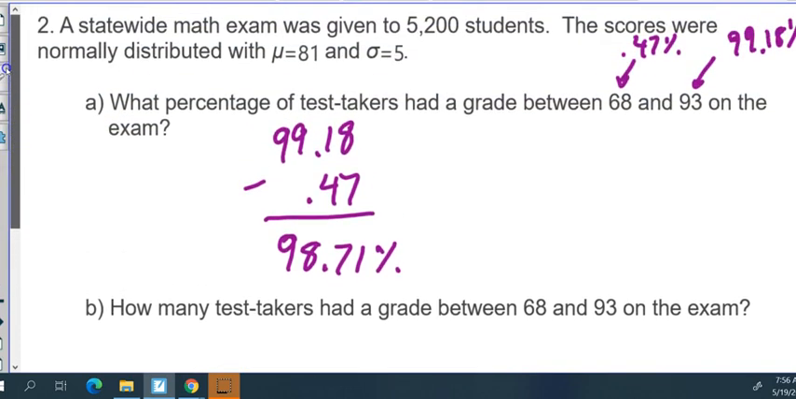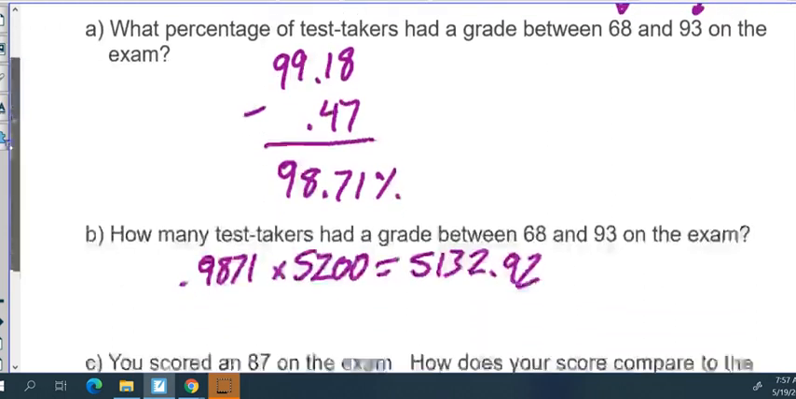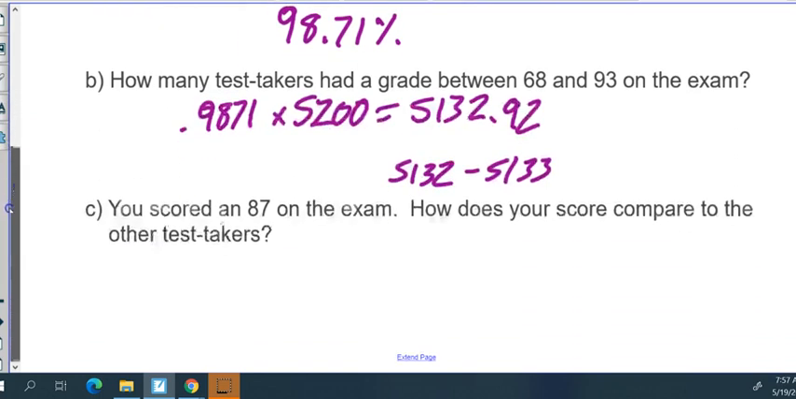Our next question asks us how many test takers had a grade between those two numbers. Remember, to get the amount, we're going to change the percent to a decimal, so 0.9871, and then just multiply by the total amount of students. When we do that multiplication, we get 5,132.92. Of course, we can't have part of a student. So roughly 5,132 or 5,133 students got that grade. So definitely well over the majority.